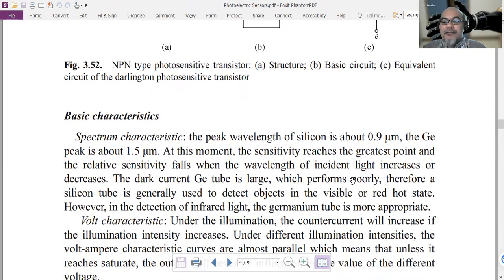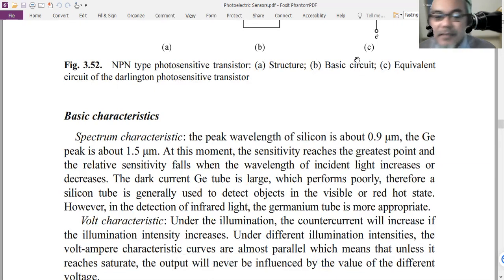Some basic parameters which we need to take into account for phototransistors and photodiodes are basically similar to those of a photoresistor. Some of them are similar, like the spectrum characteristics. This is the wavelength to which the photodiode or phototransistor is sensitive. For silicon, the peak wavelength is about 0.9 micrometer, so in the near infrared region. Germanium is in the middle infrared region at 1.5 micrometer.